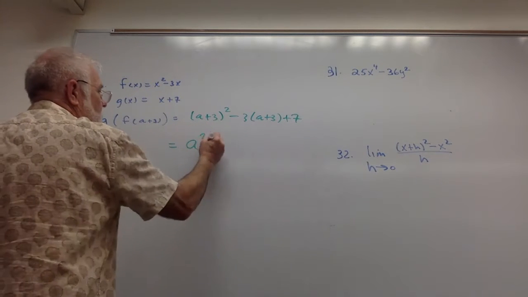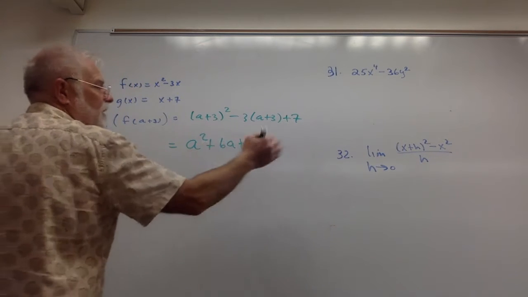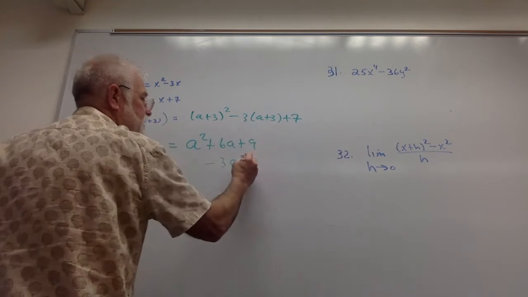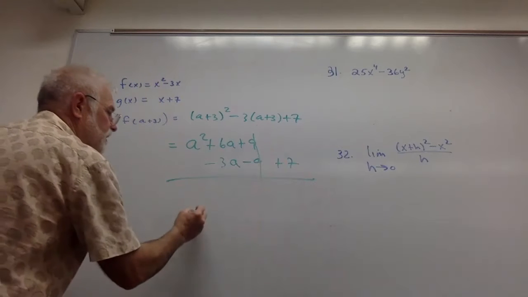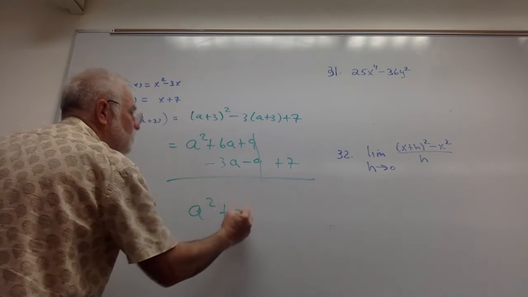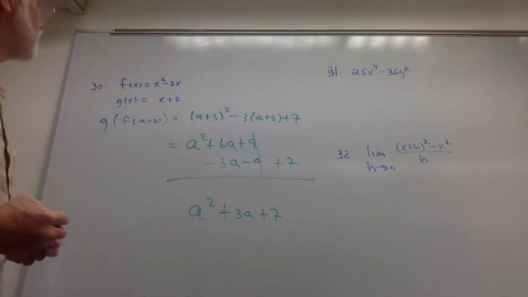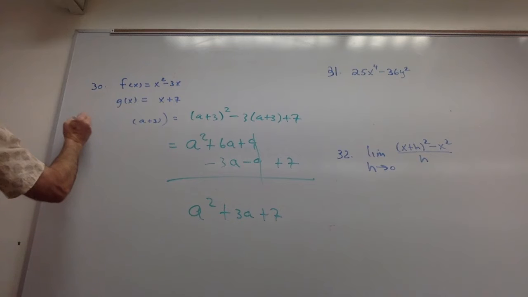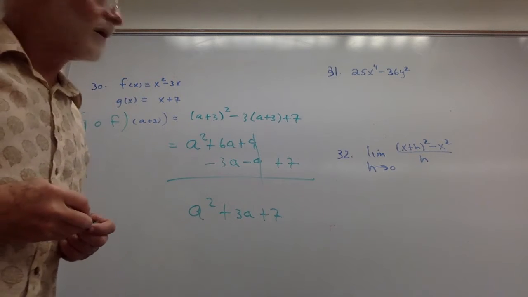So we got a squared plus 6a plus 9. Because of space here, I'm going to put the minus 3a underneath, and the minus 9 underneath, and then I'm going to add 7. That actually helped me out because that canceled, and so we get a squared plus 3a plus 7 as an answer. This here is called a composite. Now, you might have seen it on an SAT written as g of f, and sometimes they don't even put this in parentheses. So hopefully, if you see that, you recognize it.